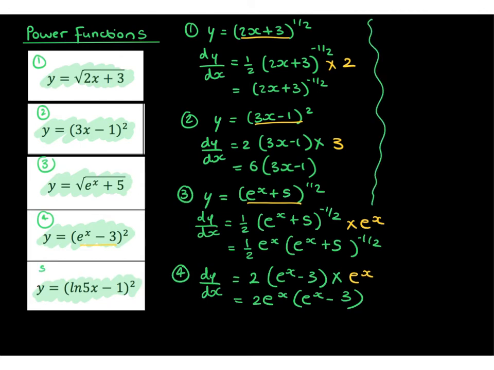And then for our last question, question 5, multiply by the power of 2, reduce that power by 1, so it drops down to 1. Now the derivative of the inner function here, this is where we have to be careful. The derivative of ln 5x is 1 over x. And if you're not sure about that, go back to the ln topic to make sure you understand why the derivative of that is 1 over x and not 1 over 5x, which would be wrong.